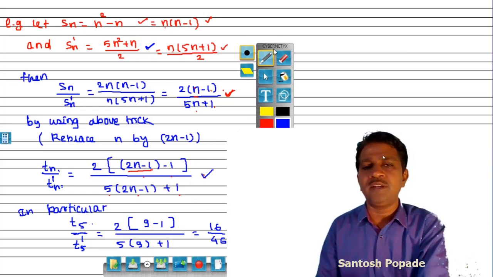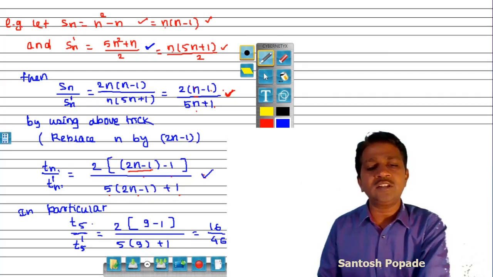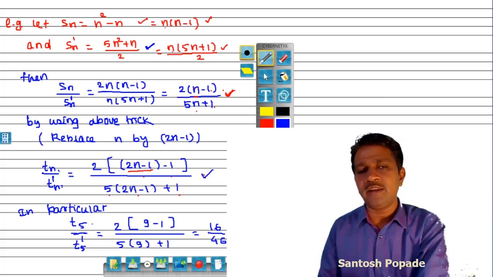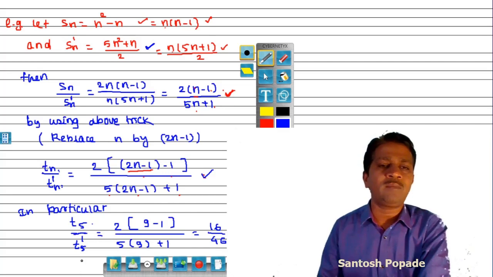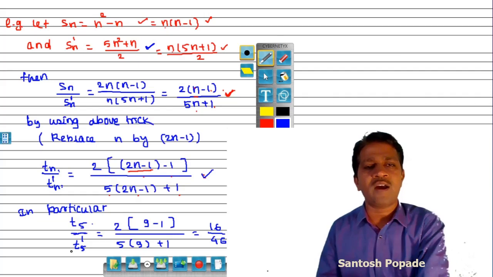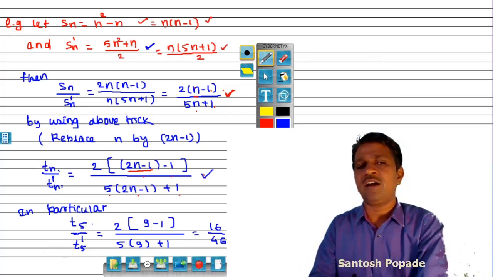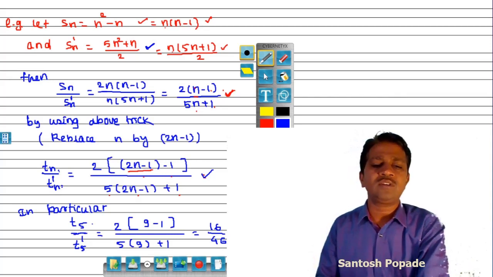Remember that two APs are given and the ratio of the sum of their n terms is given, and using that we can obtain the ratio of the nth terms of the two APs. Hope you got this, very easy. If you remember this trick, the problem can be easily solved. At most, it will take the time for calculations only. If your calculation speed is good, then you can solve this problem in 5 to 10 seconds. Or if your speed is not that fast, in that case also you can solve such type of problems in at most 30 seconds, not more than that.